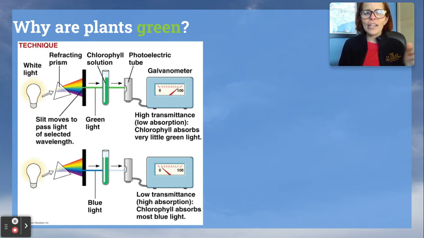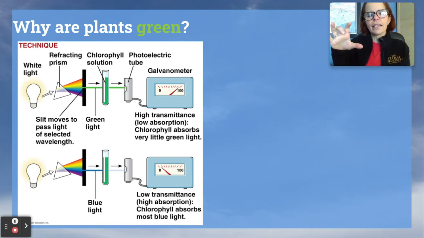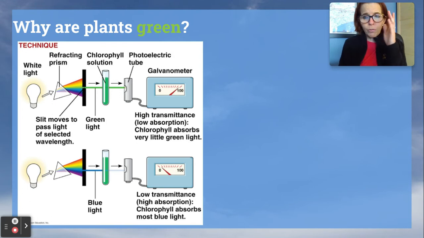So now we shift that black thing that has a slit in it, and we shift it so that blue light is passing through the chlorophyll solution. And crazily, is that a word, crazily? Crazily, the blue light gets absorbed, and very little light is picked up by the photoelectric tube. So very little electricity is converted, and we see low transmittance and high absorption. So not a lot of electricity is picked up by the galvanometer.